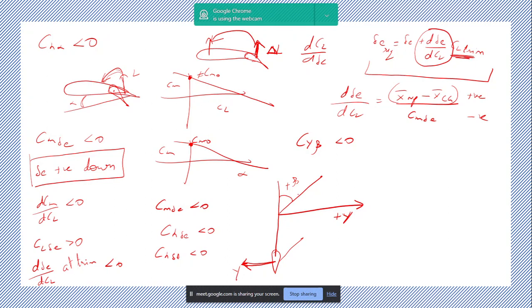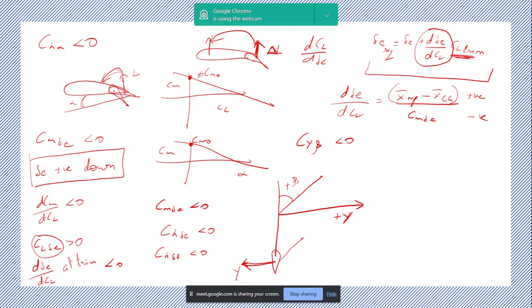For a positive beta, you have a force generated in the negative y axis of the aircraft. Cy beta is dCy by d beta, that's all. Like we did with CL delta E and CL alpha, just like that. How much side force is generated with a positive sideslip angle? So the aircraft overall experiences a side force in the negative y axis.